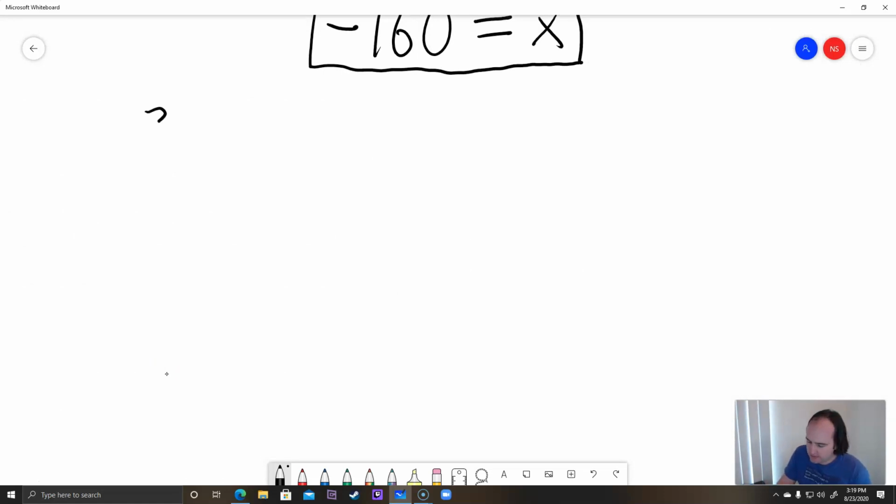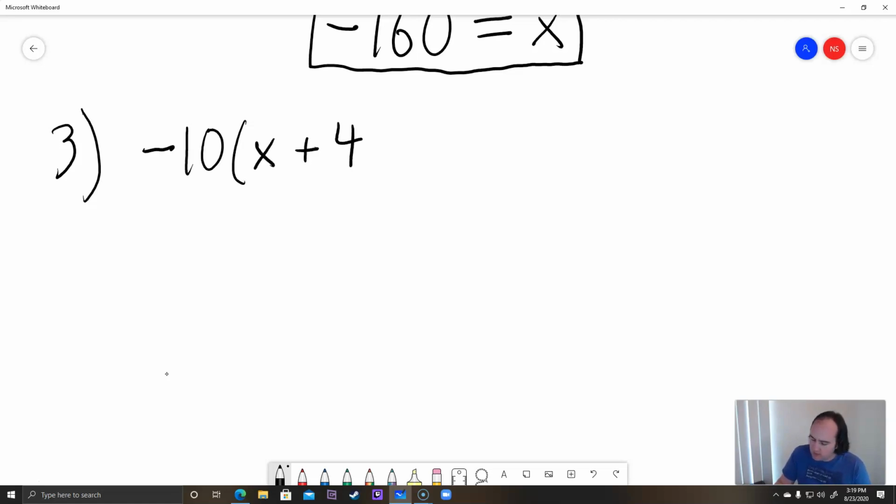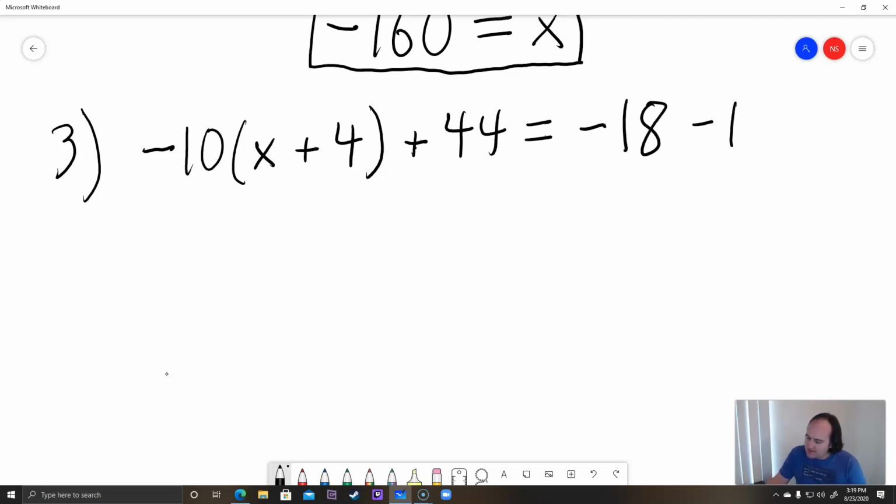Okay, so example number 3. This is kind of a big equation. So this is, actually I'm going to give myself some more room here. This is going to take a while for me to write it down. So we have negative 10 times the quantity x plus 4, plus 44 equals negative 18 minus 18. Okay, so negative 10 times the quantity x plus 4 plus 44 equals negative 18 minus 18.